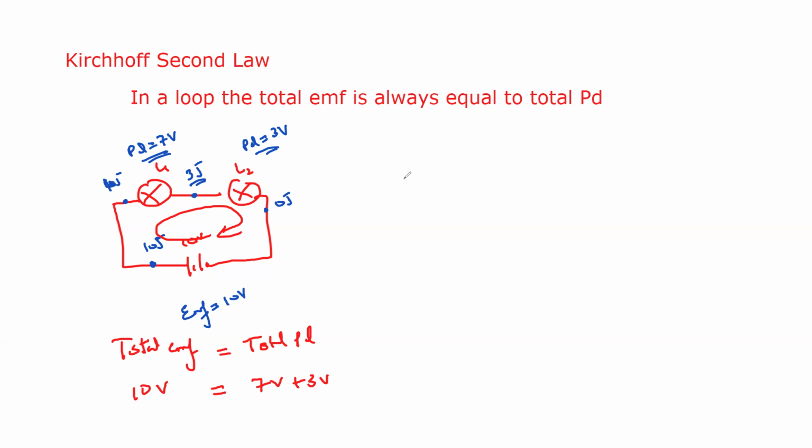These numbers I took randomly. It can be any number. I'm just saying, like first, if it transferred 7 joules, the remaining 3 joules will be transferred to the other. But what if I remove lamp 1 or lamp 2 and I use the same circuit, the same supply? Now what will happen?